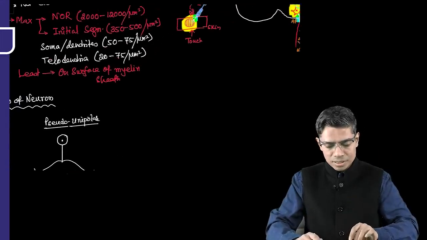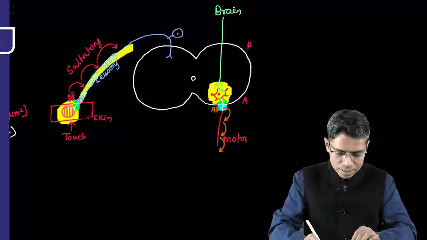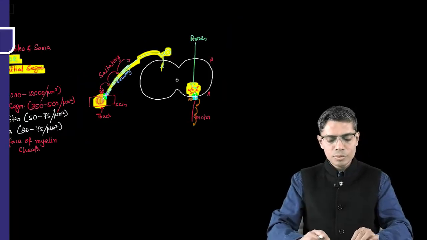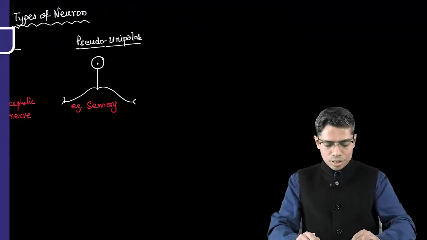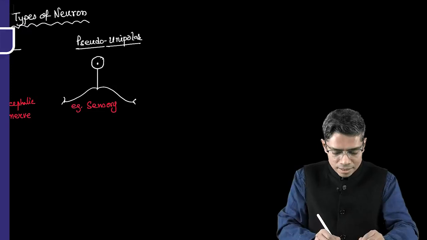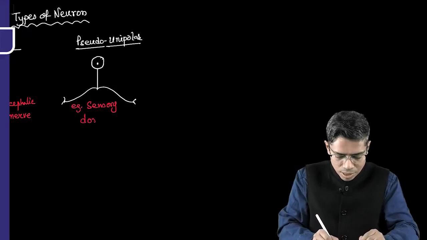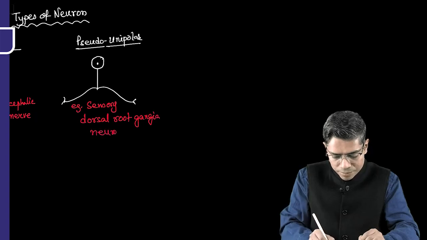Just now we have discussed this. So this is a sensory neuron. If you look at this, this is a cell body, one process, and that is dividing into two. So this is known as pseudo unipolar neuron. I told you the cell bodies of the sensory neurons are located at the level of dorsal root ganglia. That's why the sensory neurons are also known as dorsal root ganglion neurons.